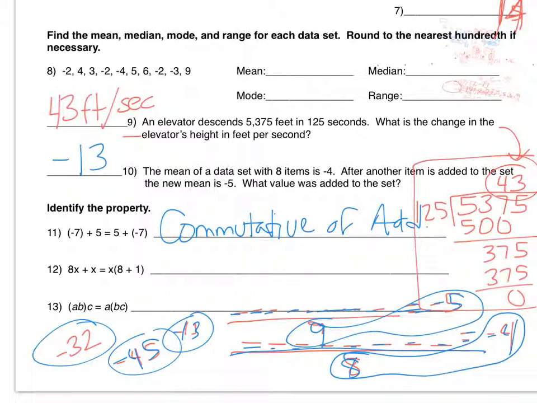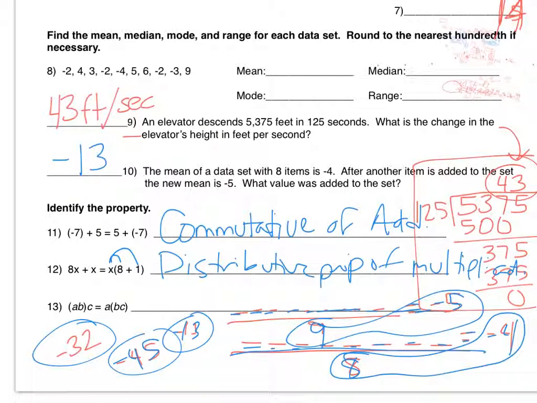For number 12, we have on the right-hand side a variable that has been distributed to what's inside of the parentheses. So number 12 represents the distributive property of multiplication. And that might confuse you because you see an addition sign there, but you are distributing by multiplying 8 times x, which is 8x, and x times 1, which is x.